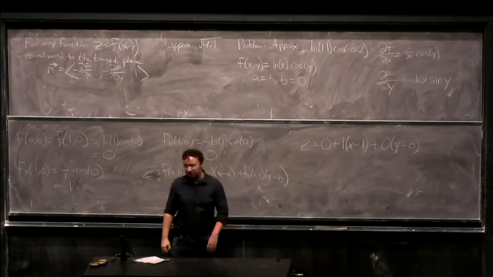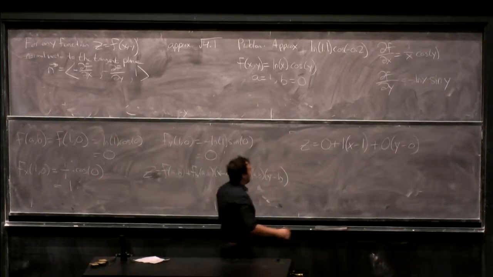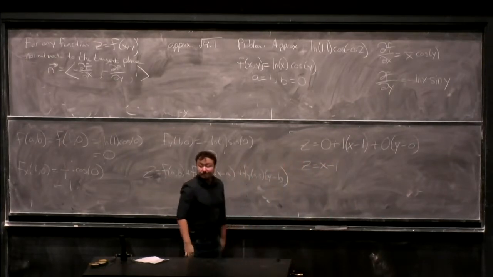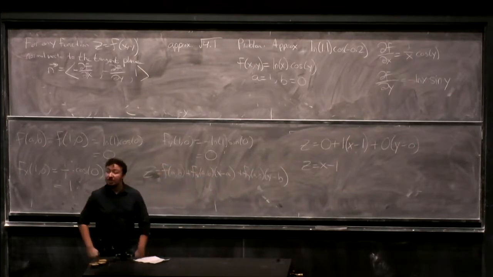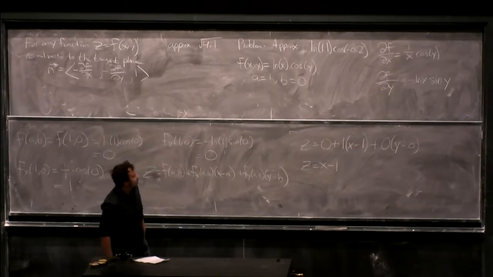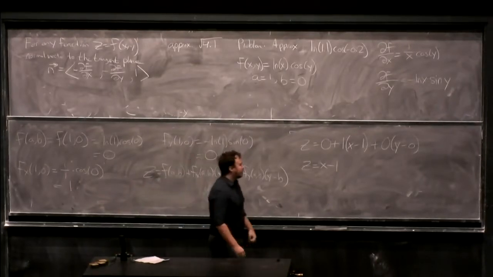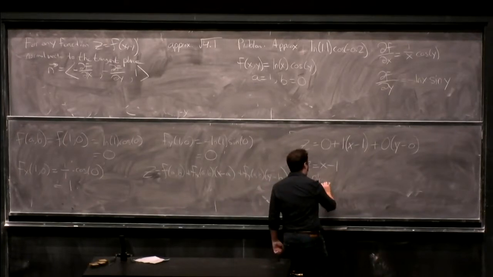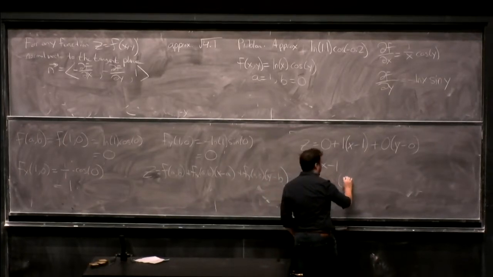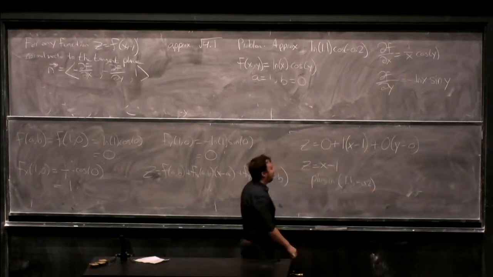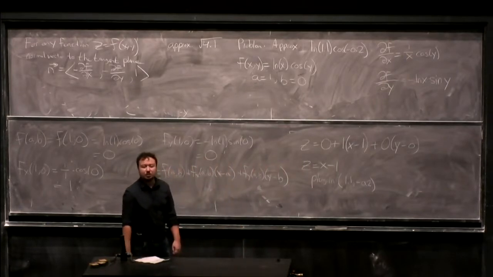All right, well, this is a pretty nice tangent plane. It's not too complicated. We have z is x minus 1. So that's all our tangent plane ends up being here. And now how do we approximate that value up there, ln of 1.1 cosine of negative 0.2? That's when we plug in the point (1.1, negative 0.2) into our tangent plane.